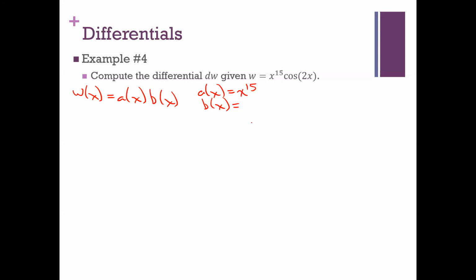Okay, which makes b of x cosine 2x. What is a prime of x? 15x to the power of 14. What's b prime of x? Sine 2x. That's part of it, that's not all of it.